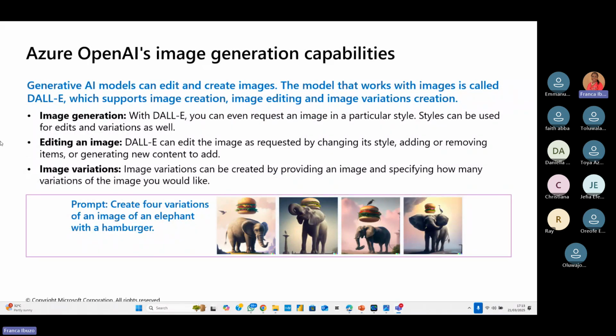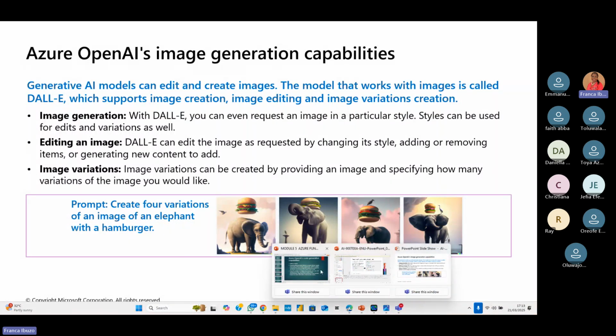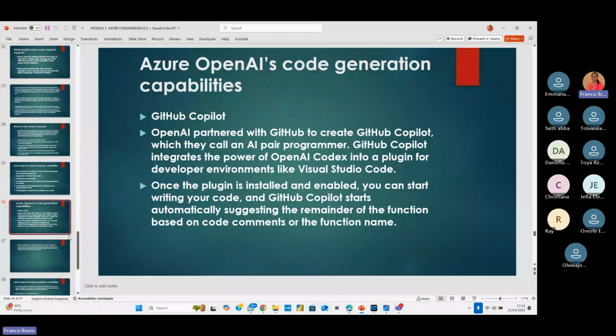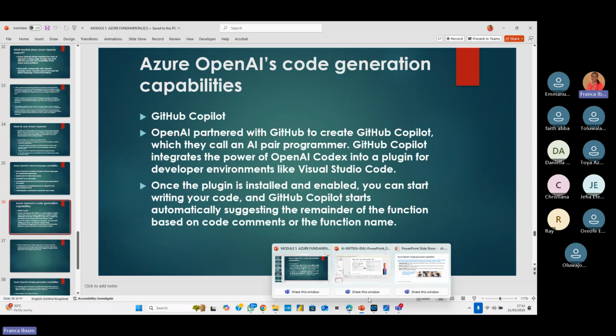You can also generate this. Okay, and Azure OpenAI's image generation capabilities. Before we go there, let me discuss this. This is the Git code generation. Let's look at this first and come back to this.